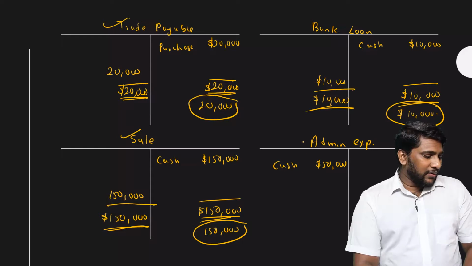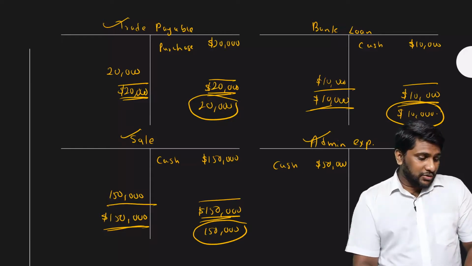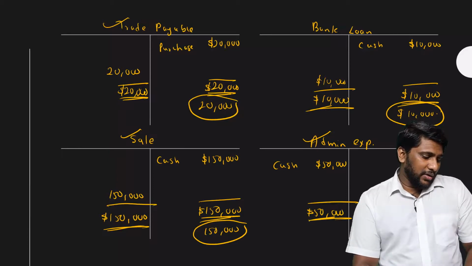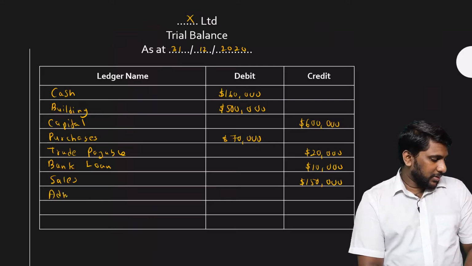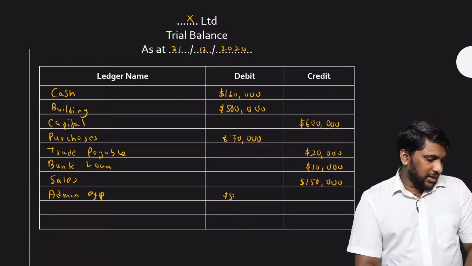Next one, final one, we have admin expenses. So admin expenses, how much is that? 50,000 US dollars. Expense balances should be there in your debit side. So here 50,000, it is there in the debit side of your account. So admin expense, 50,000 US dollars, it's there in the debit side.